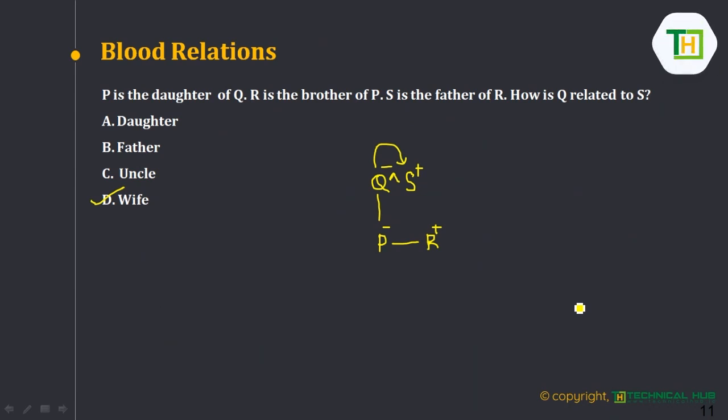So simple, try to draw the diagram, then it will be very easy for you to answer these questions. P is the daughter of Q and R is the brother of P. S is the father of R, which means we already know P and R are the children of Q. Now S is their father, so obviously Q is their mother. Now how is Q related to S? Q is the wife of S.